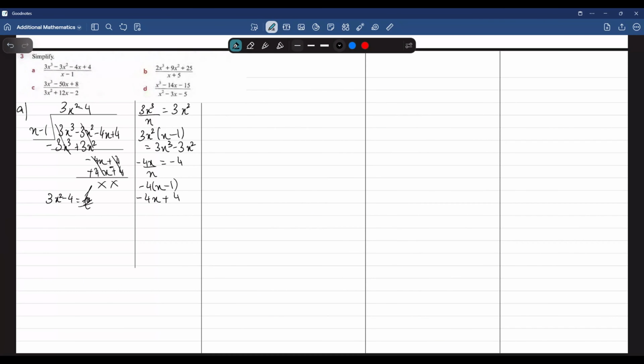Nothing hard, just simple mathematics. 3x squared minus 4. For part B, we have 2x cubed. In fact, I'm going to write it. Long division method.